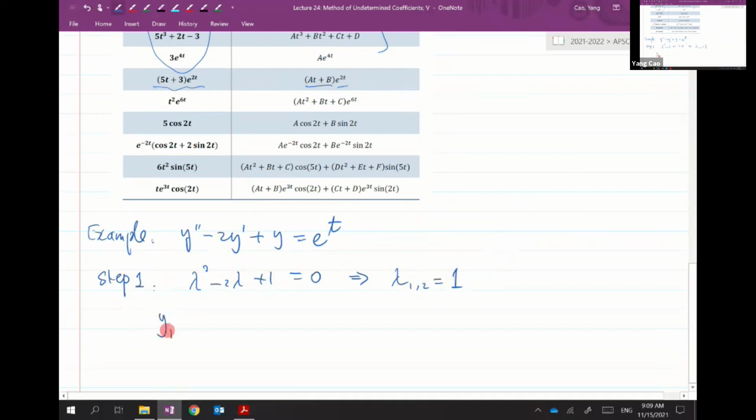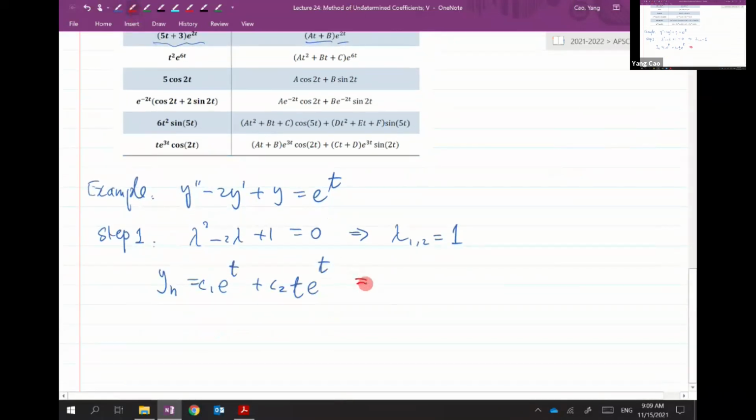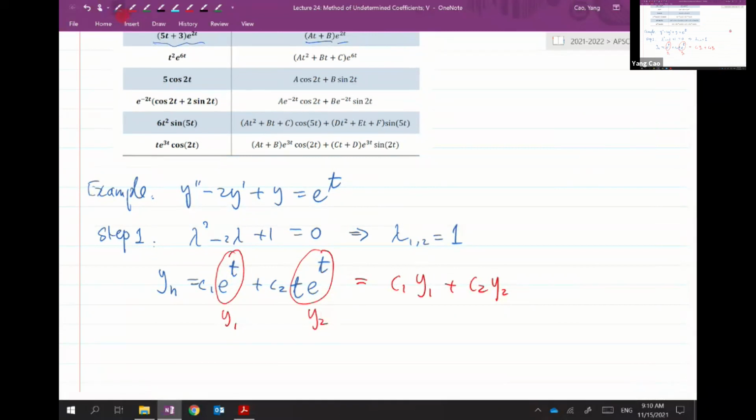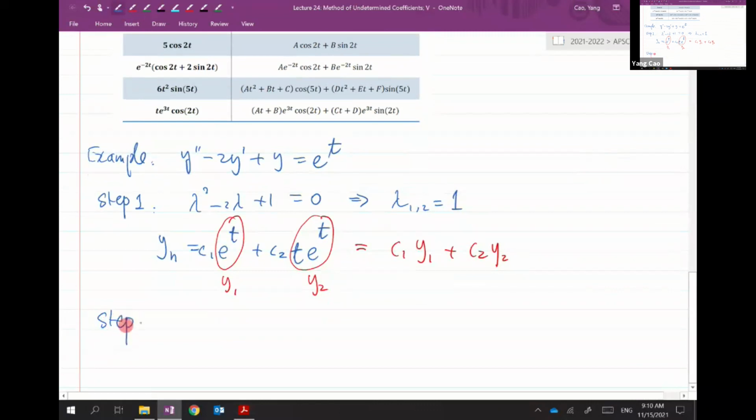According to what we learned for the homogeneous second order differential equation, under this situation the solution is C1 e to the power of t plus C2 t times e to the power of t. This is basically C1 y1 plus C2 y2. So e to the power of t is y1, and t times e to the power of t is y2. Those y1, y2 are what we call the basis solutions. So that is the solution for YH.